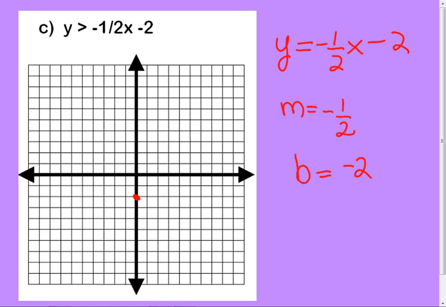So now what am I going to do? Is this going to go up or is it going to go down? It's going to go down because it's negative. Go down 1 and 2 to the right. Down 1 and 2 to the right.